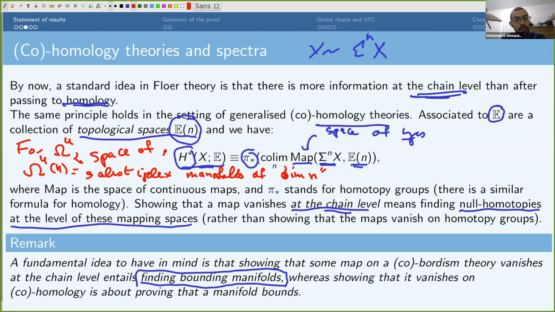Okay, but what I want to insist is that this is a very geometric object, and if you are looking for a null homotopy in this space, what it means is a uniform way of finding null cobordisms. Okay, and Floer theory usually gives you plenty of such things. So that's how you should think about all this formal stuff.